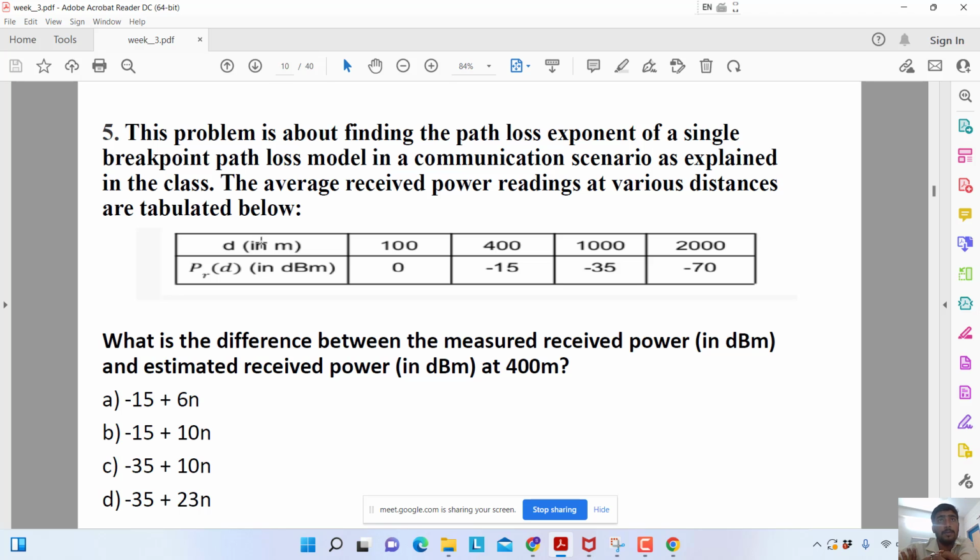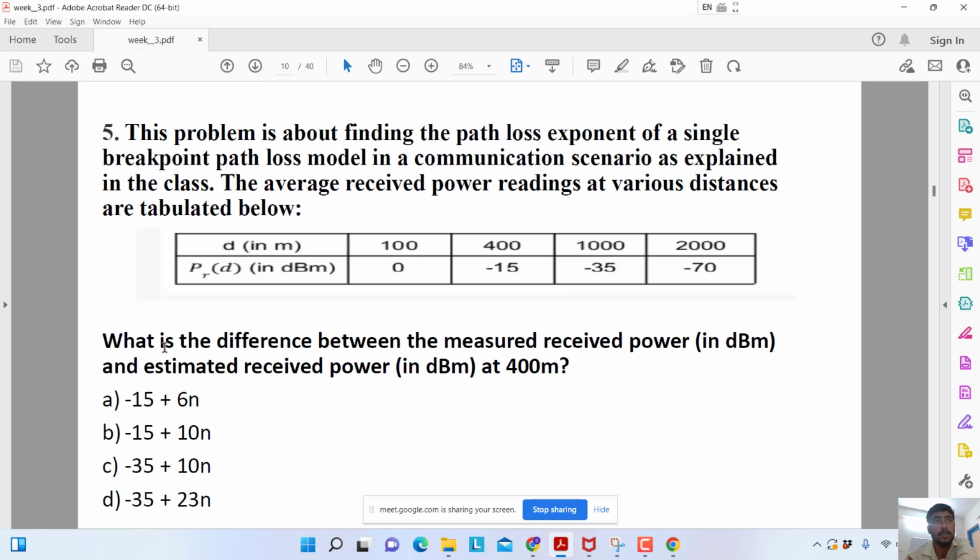Okay, next is our mathematical questions. The given problem is about finding the path loss exponent of a single breakpoint path loss model. Here we are considering the breakpoint path loss model, and we have to calculate the path loss exponent in a communication scenario as explained in the class. The average received power readings at various distances are tabulated below. We have a table with D and received power.